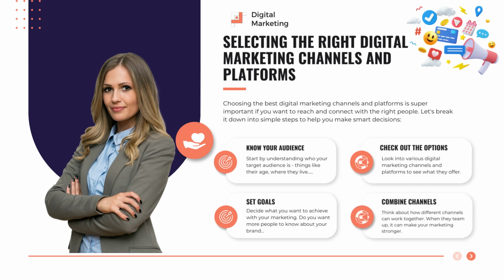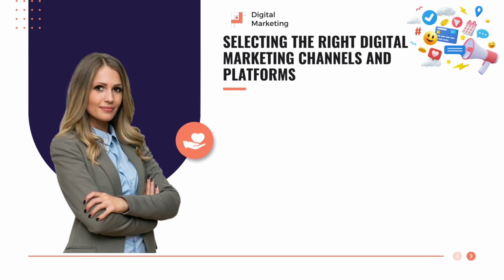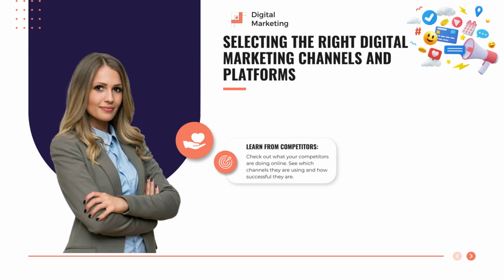4. Combine channels. Think about how different channels can work together. When they team up, it can make your marketing stronger. For example, using search engine optimization, SEO, along with content marketing and social media promotion can be very effective. 5. Learn from competitors. Check out what your competitors are doing online. See which channels they are using and how successful they are. It can give you good ideas for your own strategy.